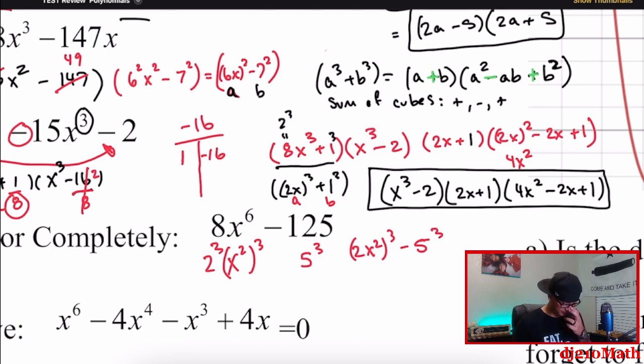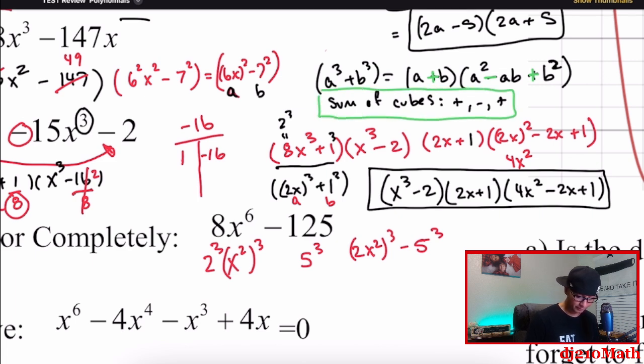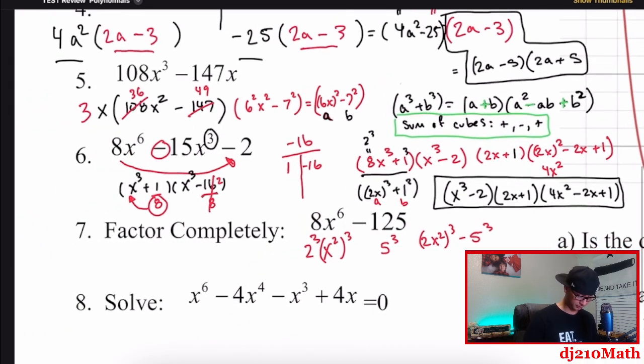A difference of cubes is just like a sum of cubes. The only difference is the pattern of the operation symbols. Up here we had plus, minus, plus. For a difference of cubes, the pattern is minus, plus, plus, with the same letter structure. So this is my a, this is my b.